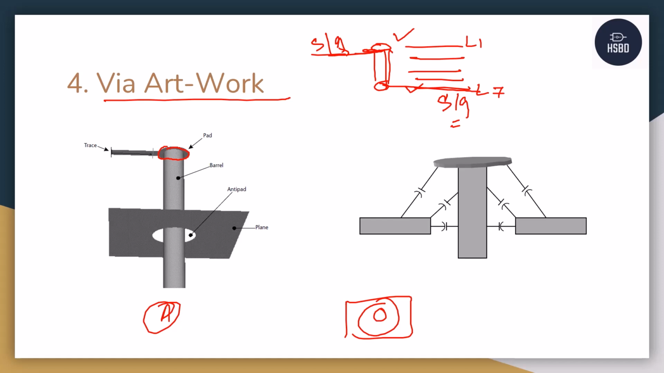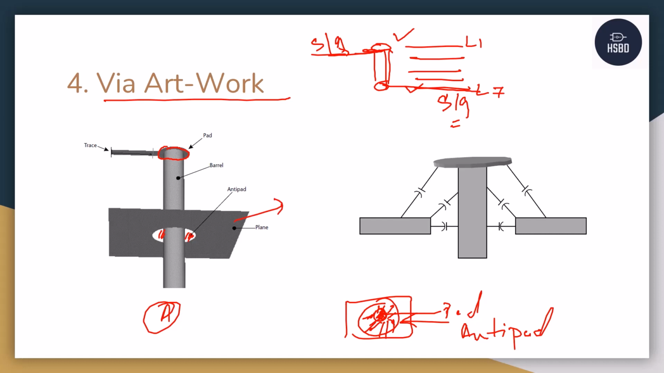On the PCB, it looks like this. This particular part where the metal is there is known as the pad. And this whole area where there is no metal added and it is an empty space is known as the anti-pad. As you can see here, this hollow space is the anti-pad, and this is the plane.